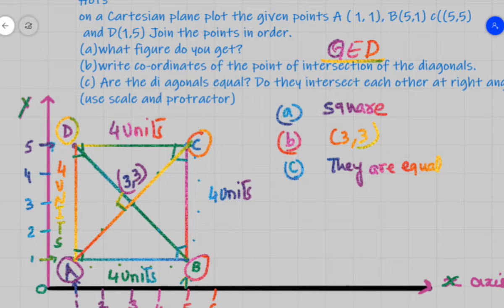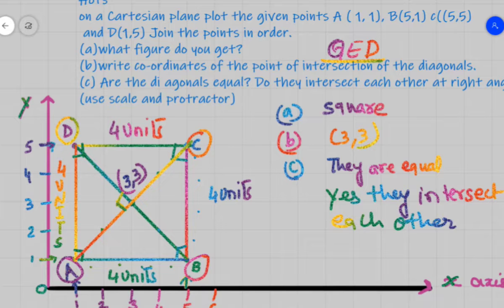So you can say, are the diagonals equal? Yes, the diagonals are equal. Do they intersect each other at right angles? Yes, they intersect each other at right angles. With the ruler I have tried, but it will not be okay with the ruler. You have to use a protractor. Keep the protractor and suppose this is O. You keep this as O and you can see that DO and OA are perpendicular to one another. So yes, they intersect each other at right angles.